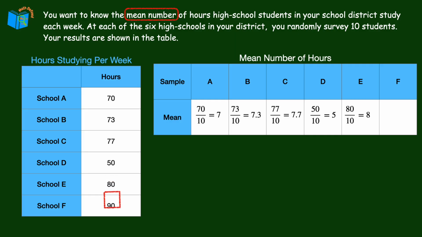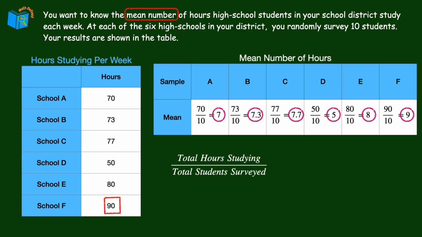And school F is 90 divided by 10. So our sample means are 7, 7.3, 7.7, 5, 8, and 9. Just like the estimates in the previous survey, our means representing our samples here are not all the same. That's variability at work again, and totally expected. Now let's combine all the data.